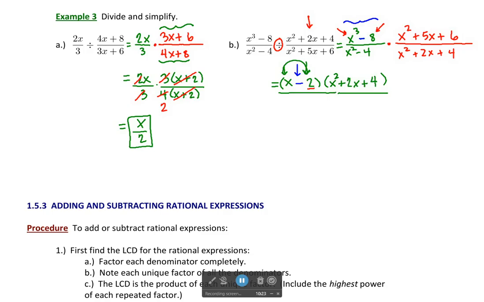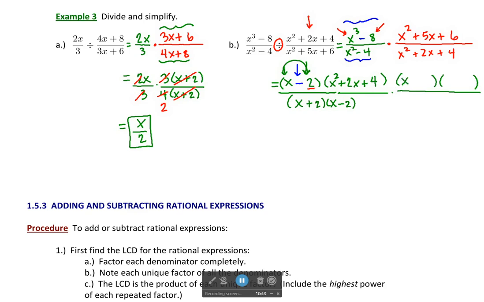In the denominator here, we have the difference of 2 squares. So that factors as x plus 2 times x minus 2, the product of 2 conjugates. Working on our trinomials, they're each going to break down into 2 binomial factors. And the good news about both of these is they have a leading coefficient of 1.